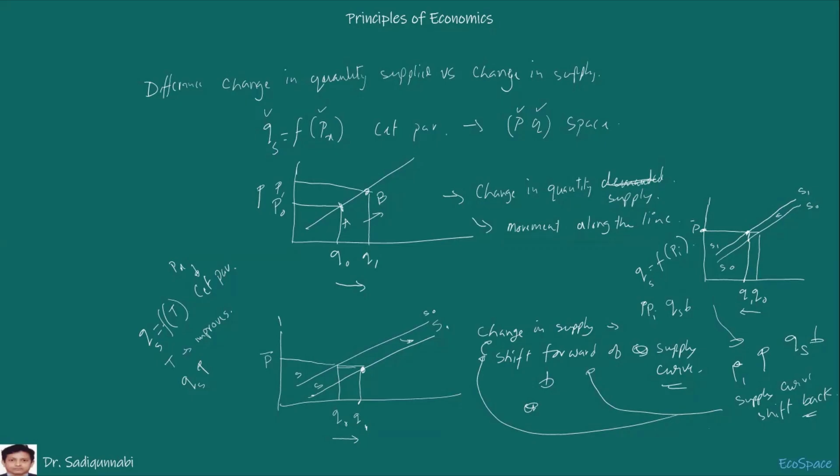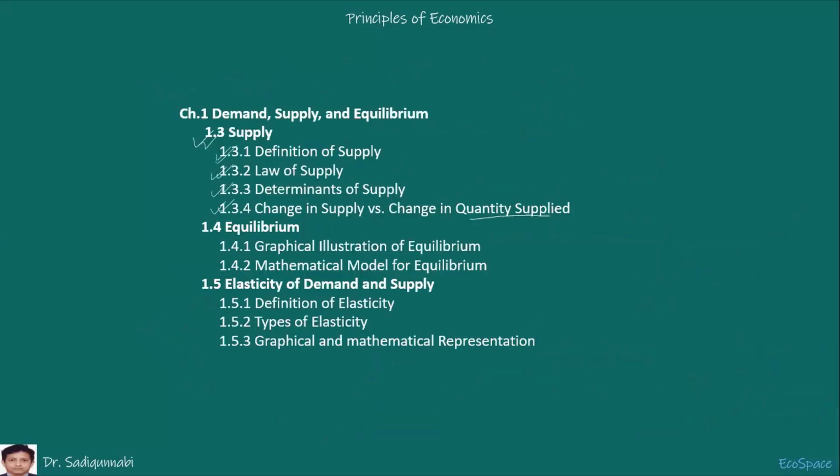We applied the same idea on demand in the previous section. So what we have covered here: the definition of supply, law of supply, determinants of supply, and change in supply versus change in quantity supplied. Let us stop here for today. In the next class, we are going to cover equilibrium and elasticity of demand and supply. Okay, so this will be more interesting.